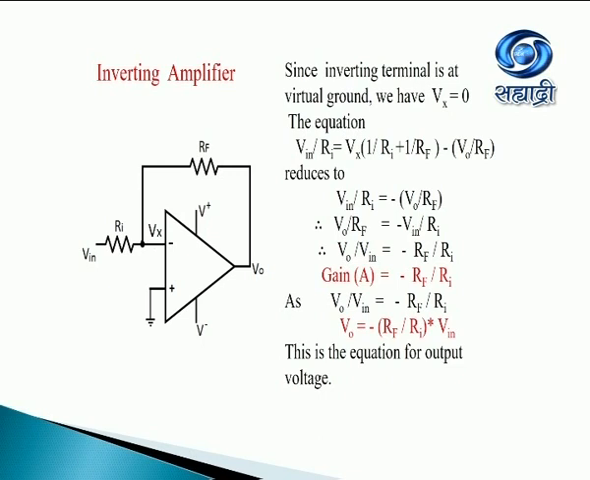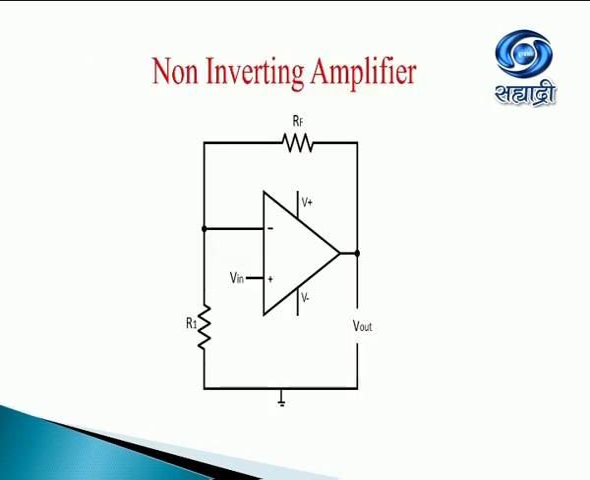Therefore, Vo upon Rf is equal to minus Vin upon Ri. That is, Vo upon Vin is equal to minus Rf upon Ri. Vo upon Vin is the gain of an amplifier. Therefore, gain is equal to minus Rf upon Ri. This equation gives the gain of the inverting amplifier. As Vo upon Vin is minus Rf upon Ri, Vo is equal to minus Rf upon Ri into Vin. This is the equation for output voltage.